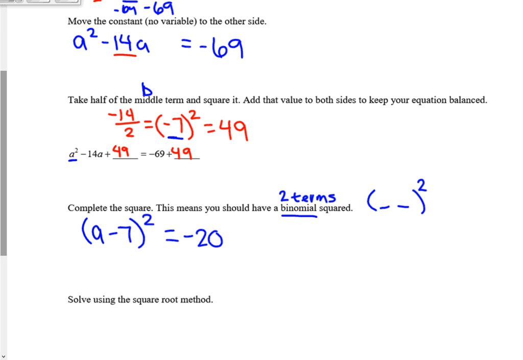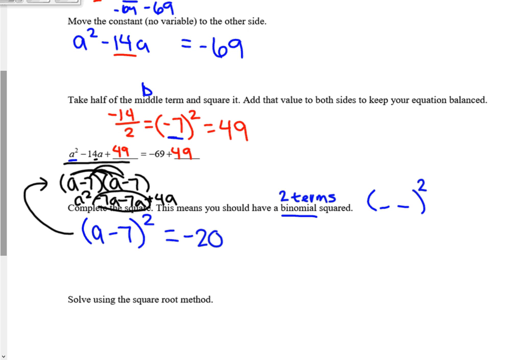Now it looks like we changed this equation completely, but what you'll notice, and what you're not going to have to do but just to show you why we did this, is if I multiply a minus 7 times a minus 7, it's going to get me back to a squared minus 14a plus 49. Distributing this, I'd have a squared minus 7a minus 7a plus 49. If we combine our like terms in the middle, we'd get back to that negative 14a. So I have not changed the value here of my quadratic at all. I've just rewritten it as a binomial squared. This is what we call completing the square.